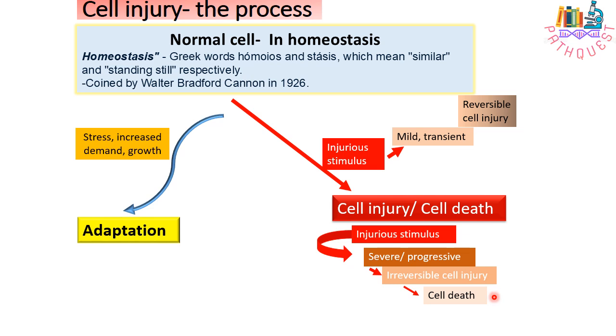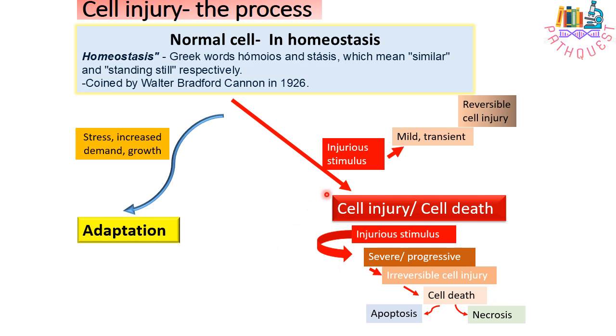Cell death can be of two types depending upon the mechanism which is used for cell death. If it is a programmed or organized cell death, it is called apoptosis. And if it is unprogrammed cell death, it is called necrosis. So apoptosis can be likened to suicide, which is organized or programmed, and necrosis can be likened to an accident, which is disorganized or spontaneous.